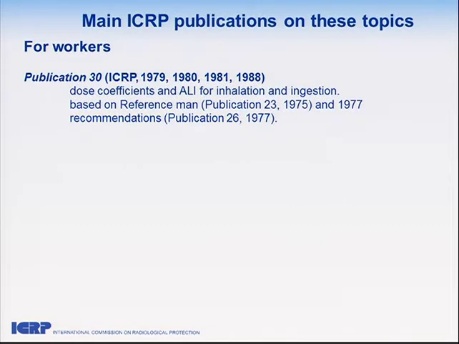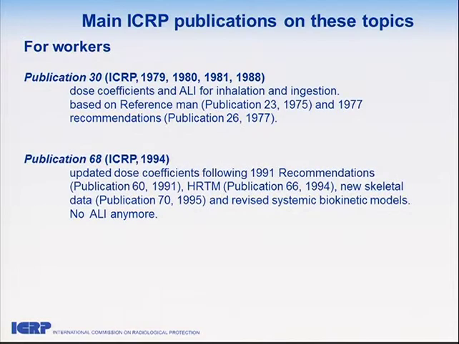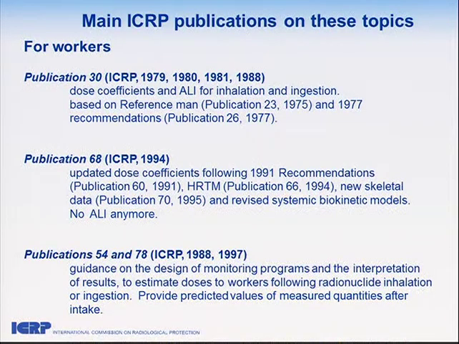This is really easy to use, and because it is easy to use, the ICRP has produced many reports describing and giving this coefficient for almost every radionuclide. It was done in the publication 30 series, which was dedicated to the exposure of workers. It was a long series of documents giving this coefficient for almost every radionuclide. It was followed by publication 68, an update according to the new 1999 recommendation. It was also accompanied by publications 54 and 78, which were more guidance on the design of monitoring programs.